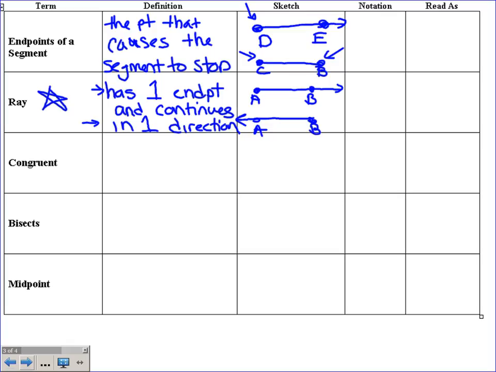Where do you start with this? You start at A. So we're going to write A first, and we write B because we go in the direction of B. How do you think we write this? Just a little arrow. It goes in that direction. So we start at A and go in the direction of B. This one we write as B, going in the direction of A. We just pronounce this really simply: Ray AB. This is Ray BA. Piece of cake, right?